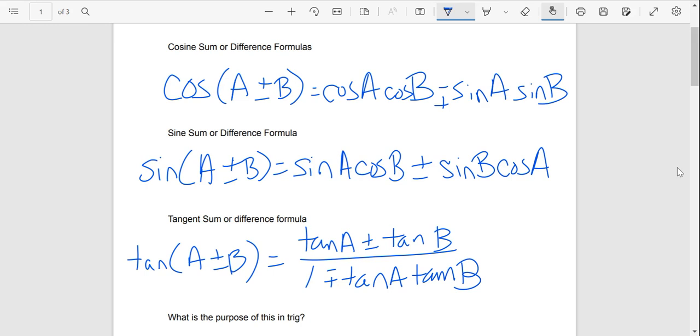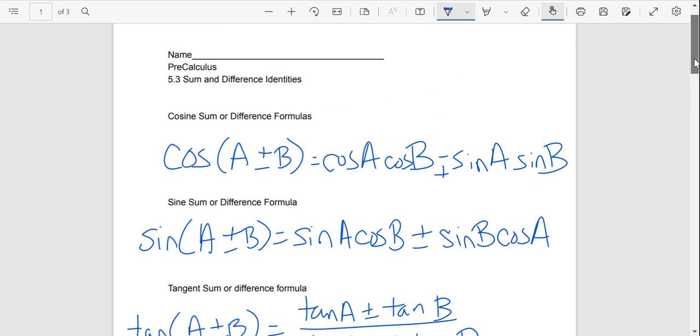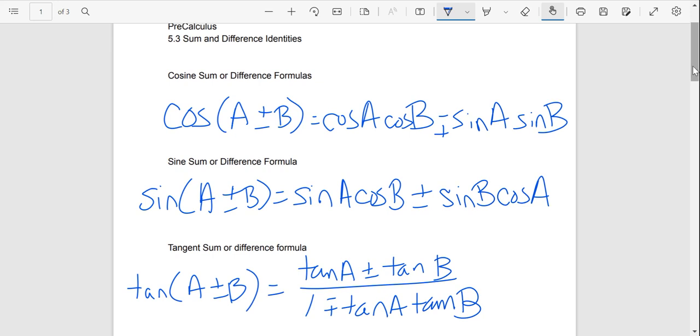All right, welcome to 5.4, not 5.3. My mistake. It's 5.4 though. It's sum and difference identities.